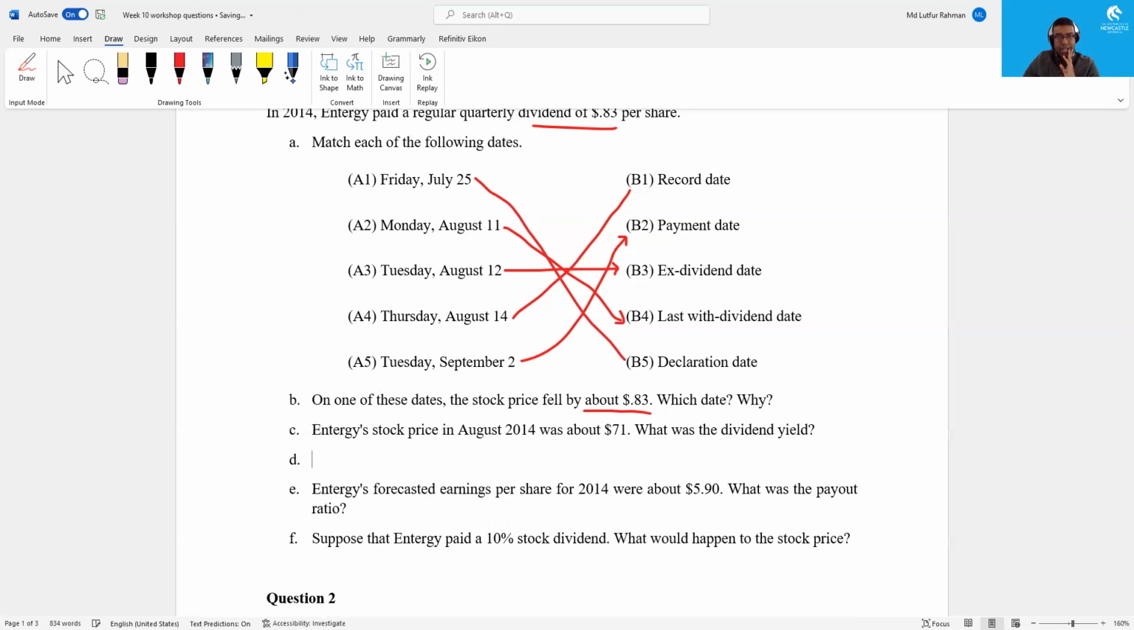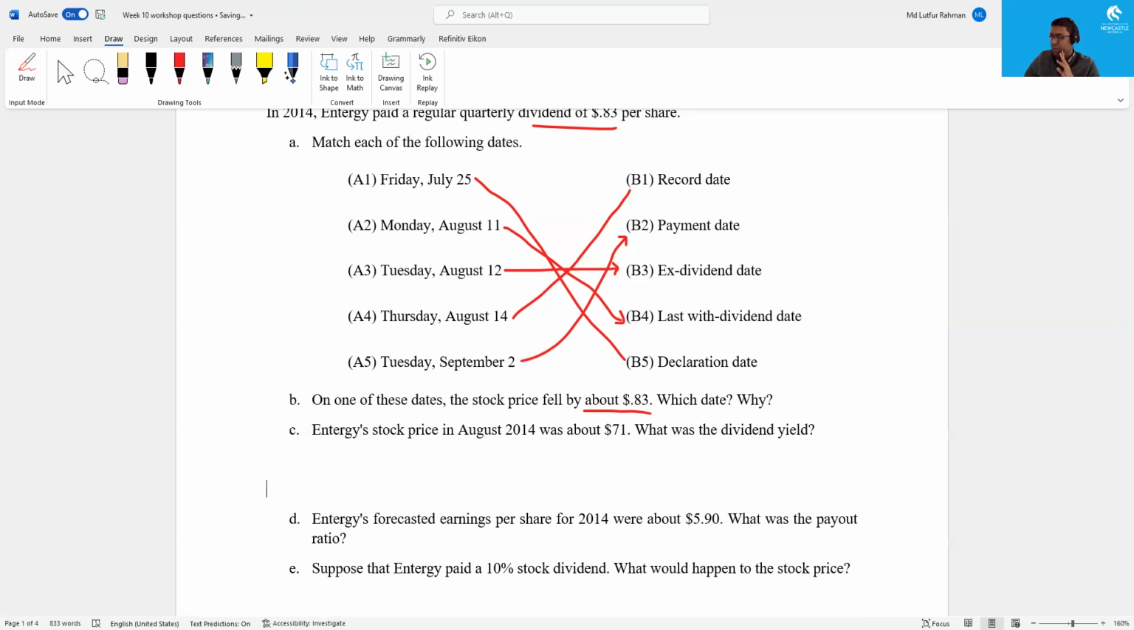The next one is, Entourage's stock price in August 2014 was 71. What is the dividend yield? So what do we mean by dividend yield? Dividend yield essentially is the rate of return you earn if you buy the share at this price. So dividend yield is annual dividend divided by the stock price.